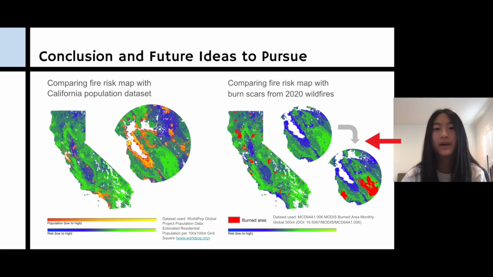On the right, we mapped the MODIS burned area dataset, and in the future, we want to conduct an in-depth analysis of how useful our risk map is. But this initial comparison reminds us that our risk map, using only 5 factors, can only predict the vulnerability of an area. However, we still saw that many burn scars were located in or around areas marked as high risk in our map.